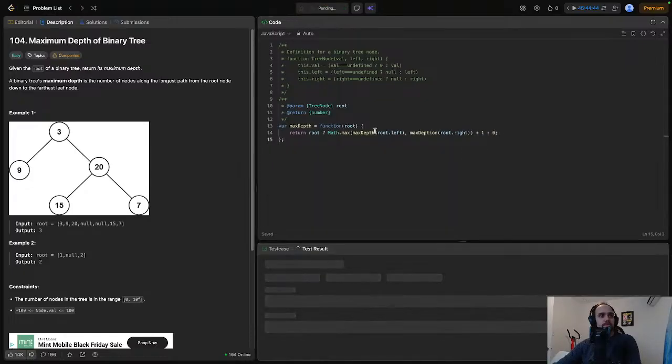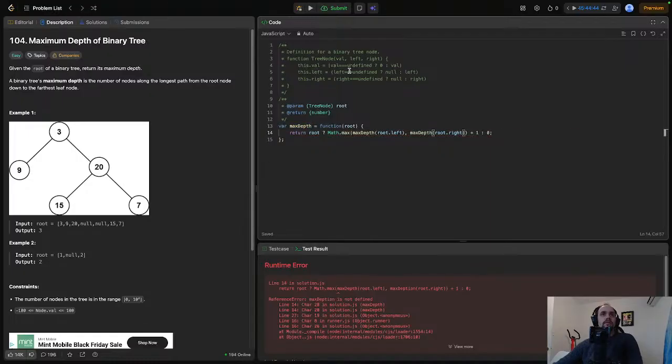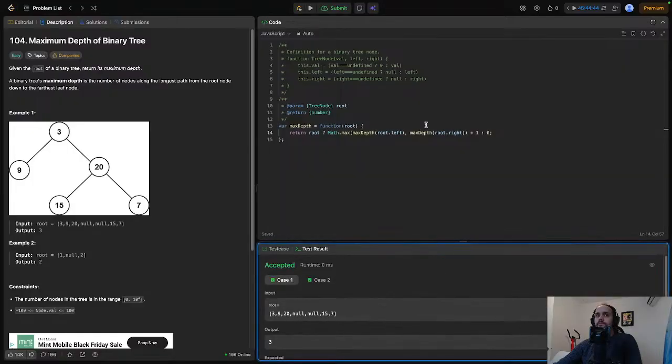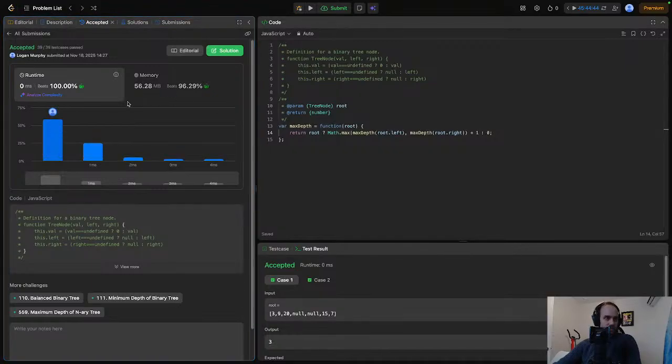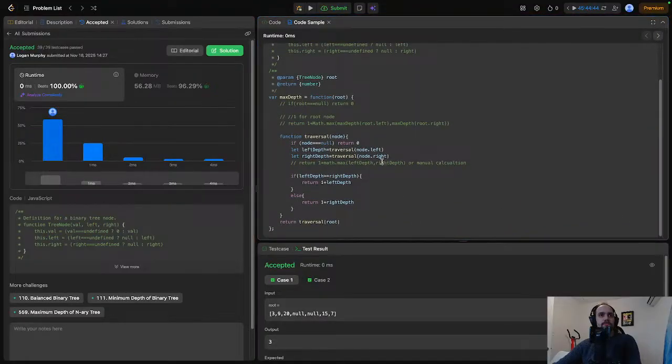This one's pretty straightforward, pretty easy. Hopefully we're not misunderstanding though. Max depth, I just misspelled it. Submit it. We did get the 0 milliseconds, so that's great. Let's look at one of the top solutions. So they did something similar.